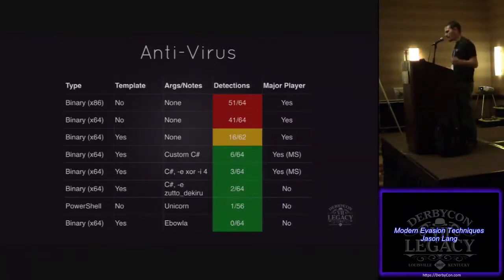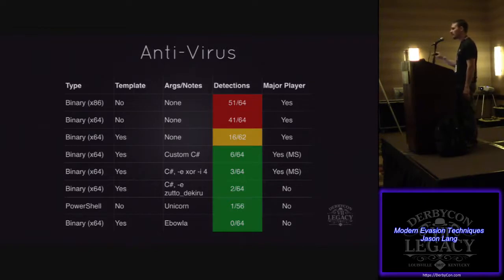If we take a standard 32-bit binary, the dumbest of the dumb, and send it to VirusTotal, we end up with 51 of 64. That's actually pretty good, it means you're getting busted. The major player column on the end means that one of those major players I just discussed actually picked up the payload. As you know, defenders, that's what we want.